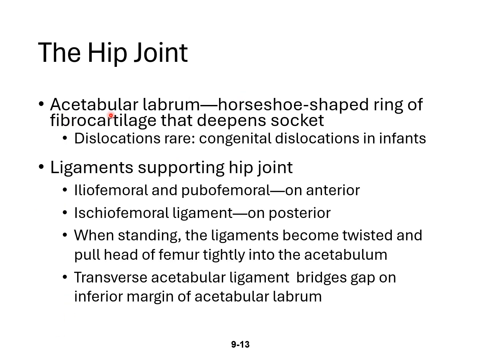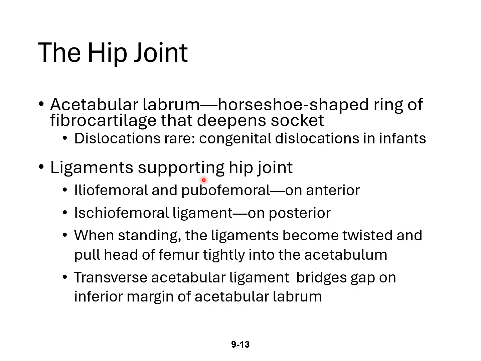So you have the acetabular labrum, and this is going to be that little horseshoe ring, just like the one on the shoulder was. That's just going to be fibrocartilage that makes the acetabulum a little bit deeper. And this is just going to be that ring around the outside. Dislocations are rare. Some infants have congenital dislocations.